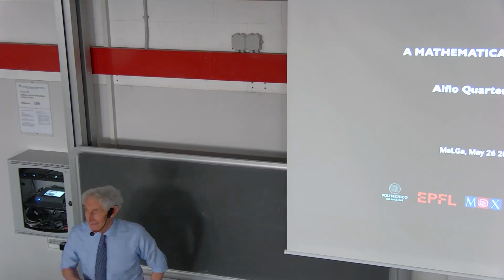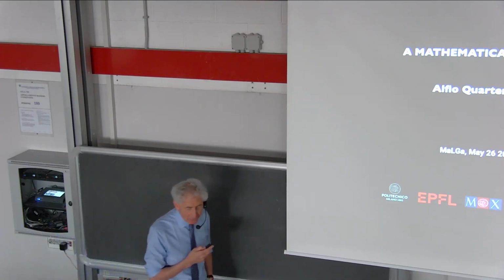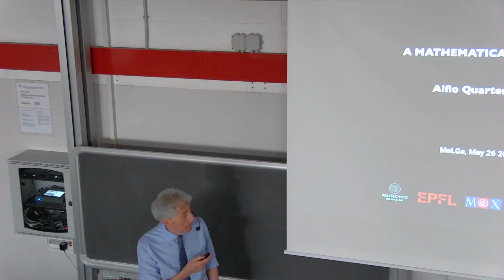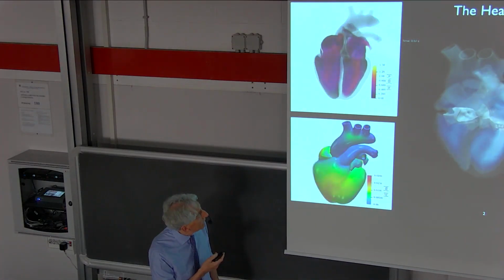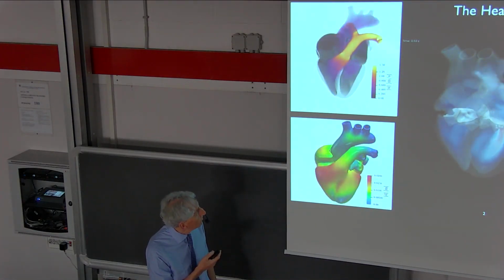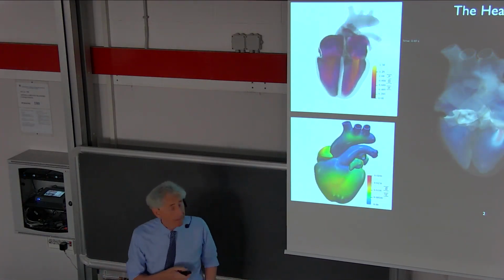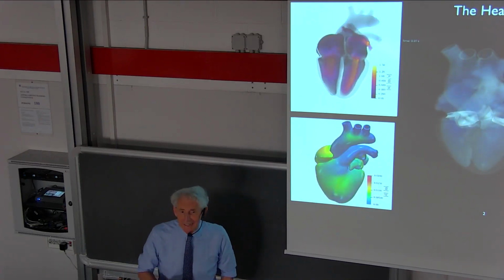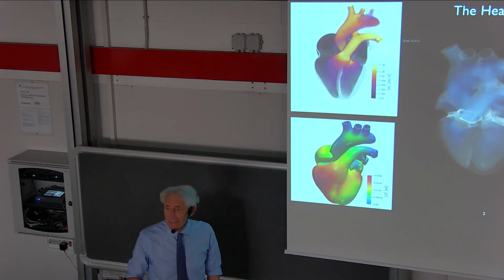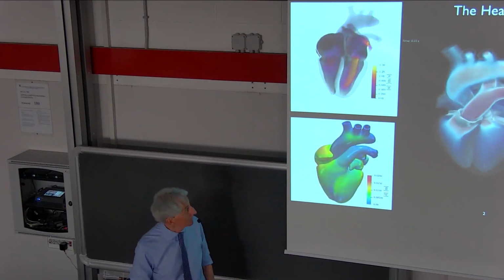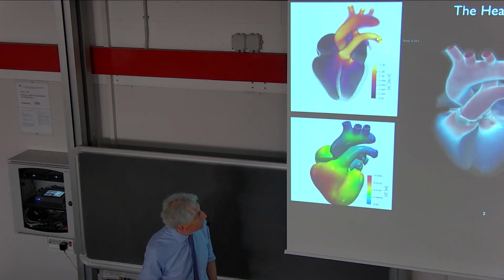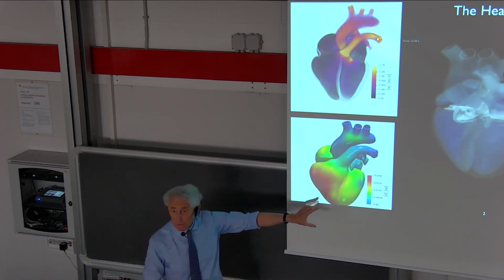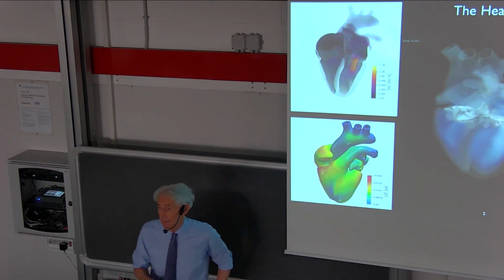So this is the title, and I will start from the end, just to tell you where we're going to land. This is what I'm going to create mathematically. This is a beating heart. I think it's the first time in the world that we have a complete beating heart which produces quantitatively correct results, which is very, very difficult. We'll have the time to discuss all the details later on, but this is what we are going to have at the very end of the story.